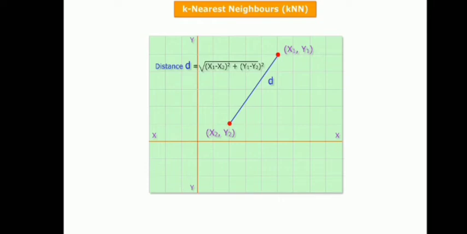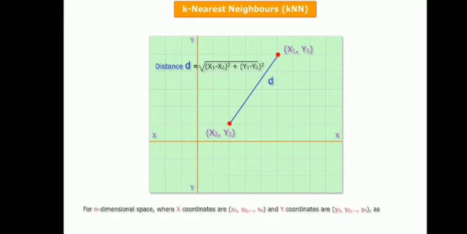You can generalize this two-dimensional distance formula for n-dimensional space where x coordinates are x1, x2 up till xn and y coordinates are y1, y2 up till yn as distance d is equal to square root of (x1 minus x2) whole square plus (y1 minus y2) whole square up till (xn minus 1 minus xn) whole square plus (yn minus 1 minus yn) whole square.